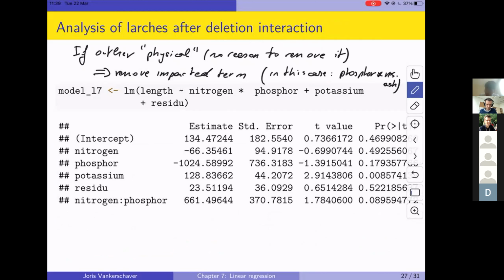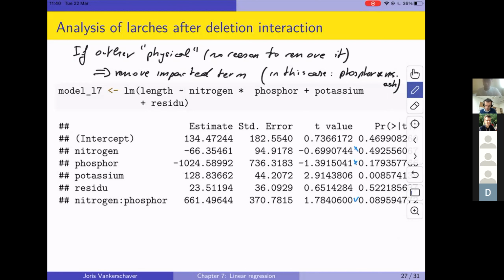And now we have still our interaction nitrogen and phosphor. And we have our 4 individual predictors, nitrogen, phosphor, potassium, and residual ash. And now when we fit the model and look at our output, we see nitrogen and phosphor stays significant, and therefore I have to have phosphor and nitrogen in my model, even though they are not significant, so 50% and 18% respectively.